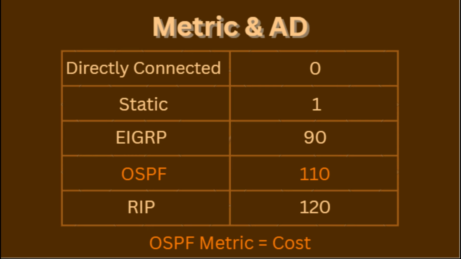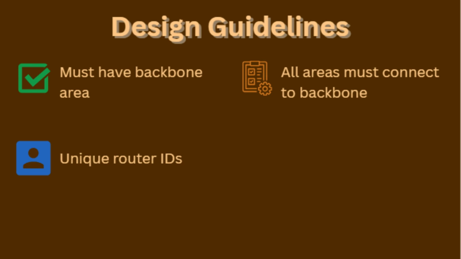By default, Cisco uses 100 megabits per second as the reference bandwidth, but you can adjust it for modern, faster links. When designing OSPF, there are a few key guidelines to follow. Backbone requirement. Every OSPF design must have a backbone area, also known as Area 0. All other areas must connect to Area 0, either directly or through a virtual link if needed.